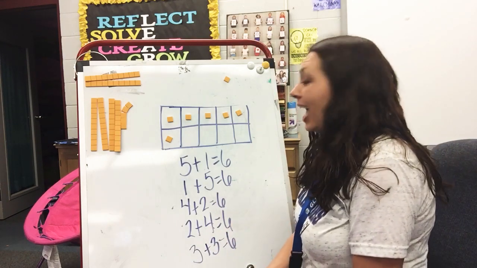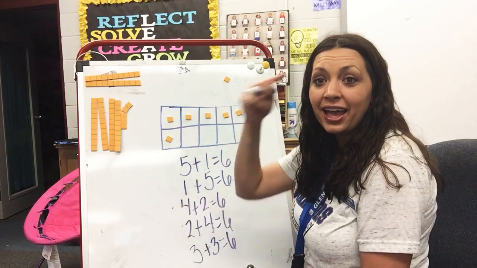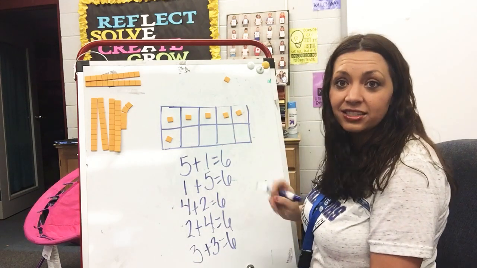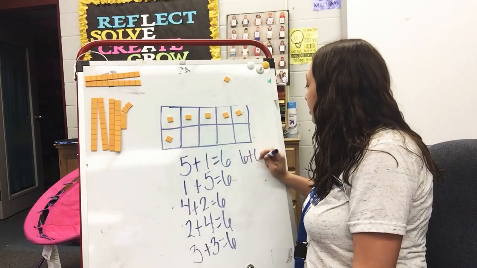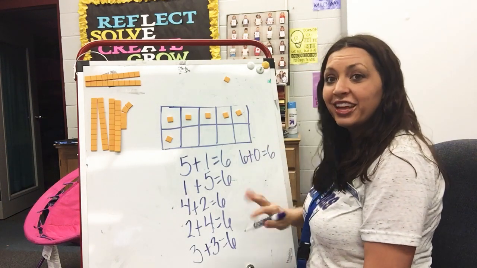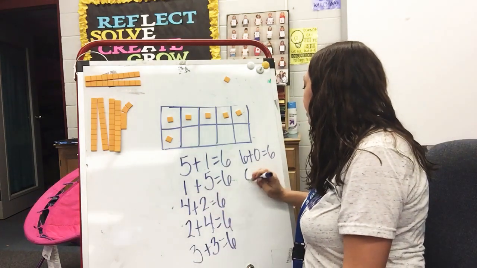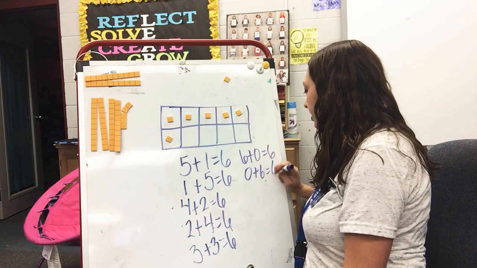Very good. And maybe I just look at this and say, you know what, in my head I automatically know that's 6. So I could say there is a number sentence for that. I could say 6 plus 0 equals 6. Then I can flip it back around and say 0 plus 6 equals 6.